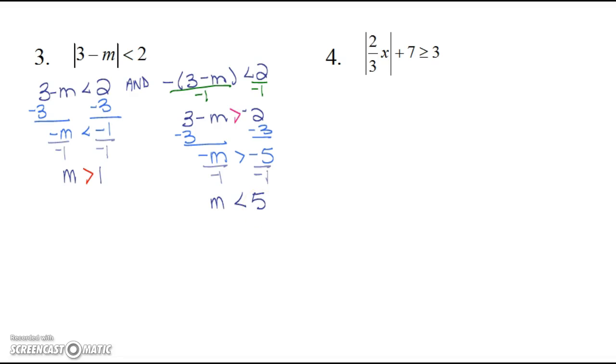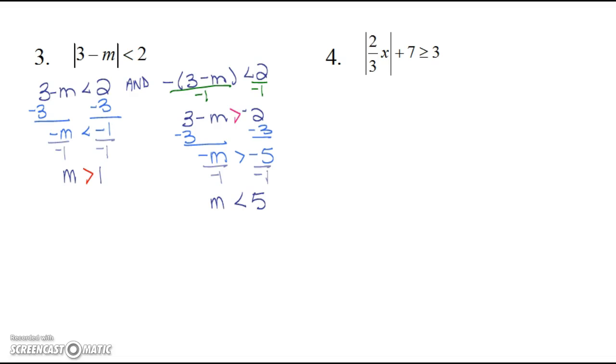An alternative would have been to distribute the negative, and then you would not have to reverse twice, because that would be -3 plus m. But this is the process that I usually follow for all problems, and it works for me.